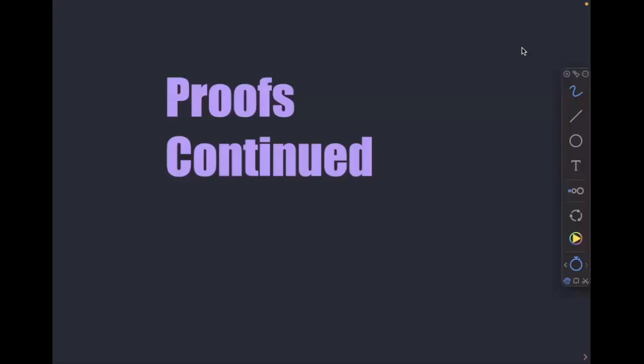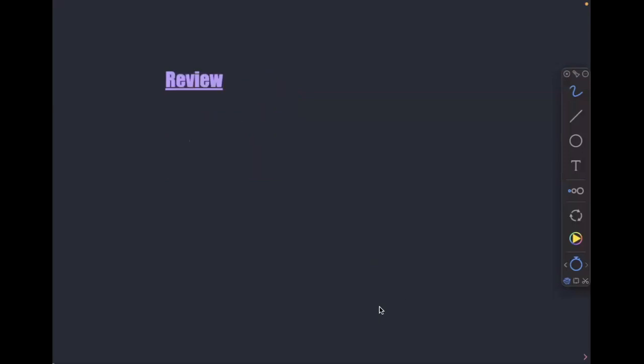For this lesson, we are going to learn about more types of proofs. So last time we learned about the direct proof, and now we're going to learn about other types that are similar, and how they relate to the direct proof and things like that. So just as a review, the statements we want to prove are usually of the form P implies Q.